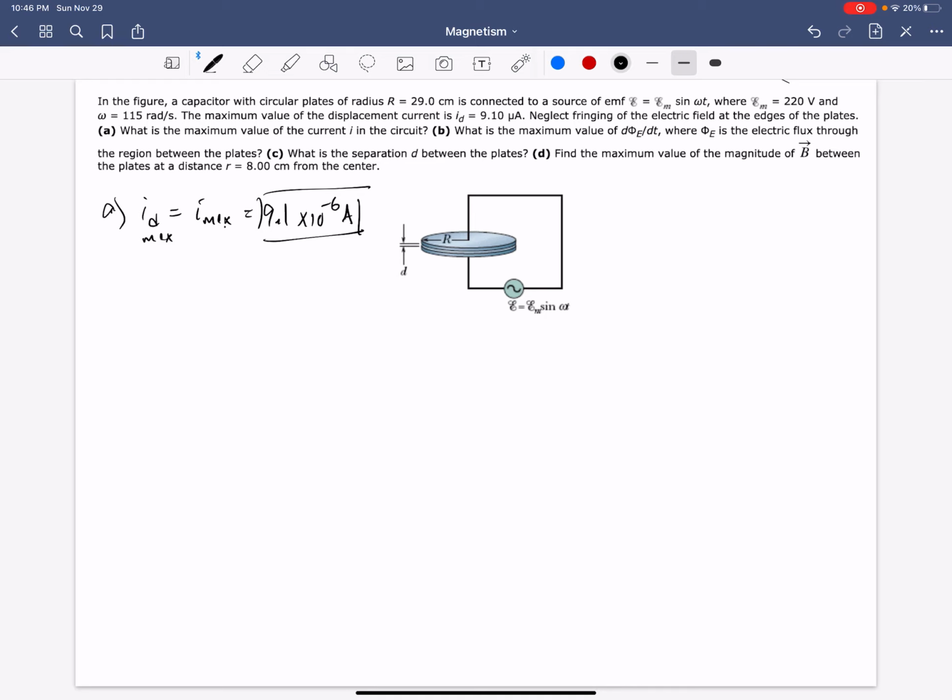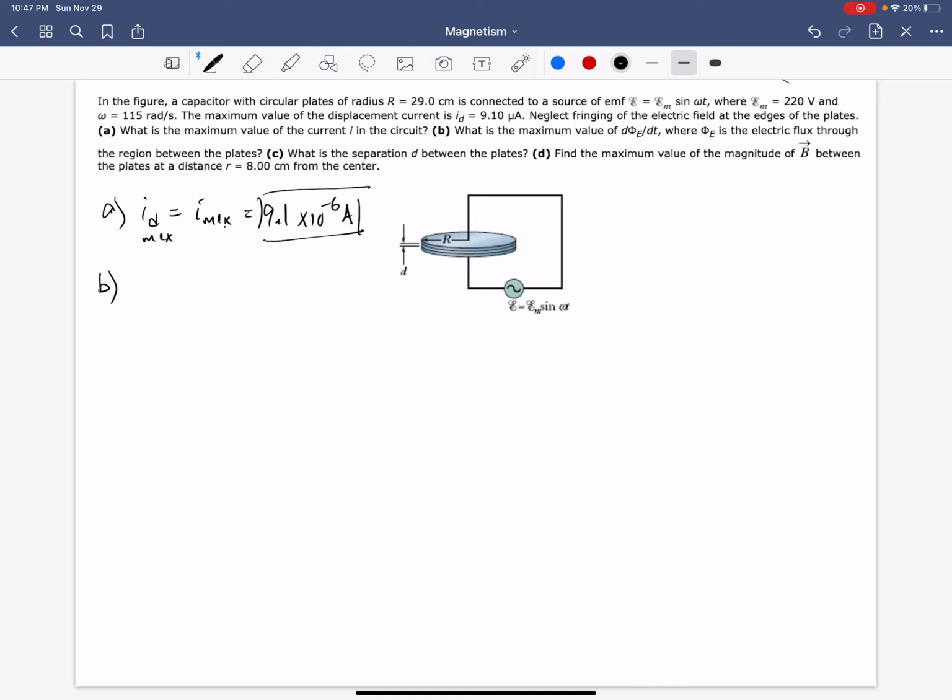Part B wants us to find the maximum value for d phi E dt, right? Where phi E is the electric flux, right? That goes back to Gauss's law. So in part B, d phi E dt, right? That's the change in electric flux over time. Well, what's this change in flux?